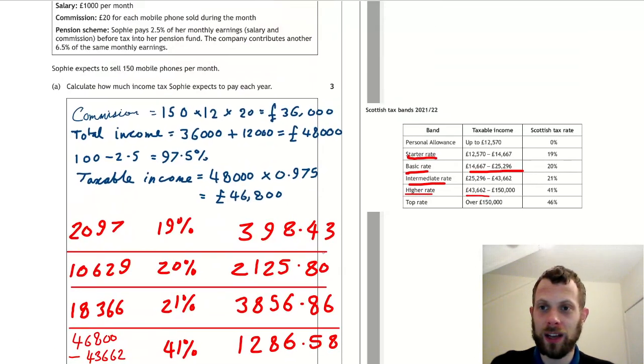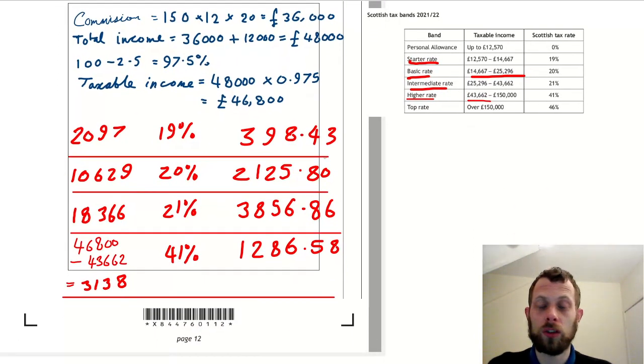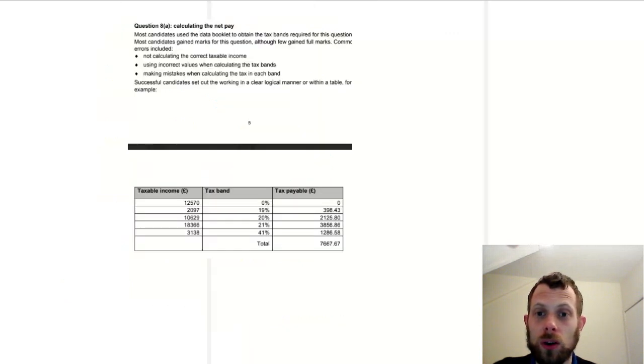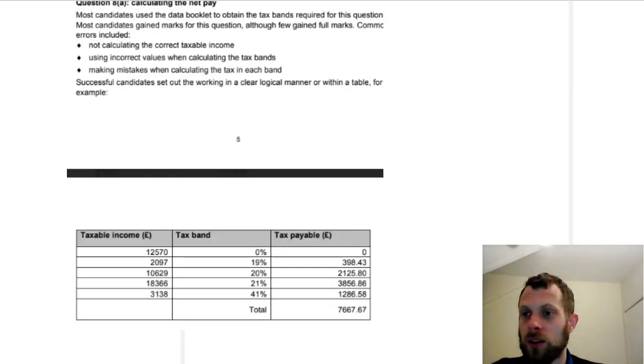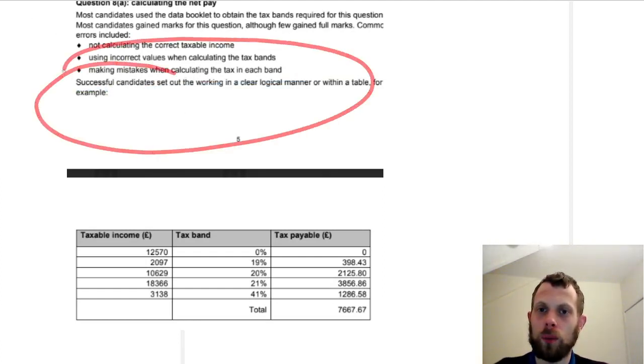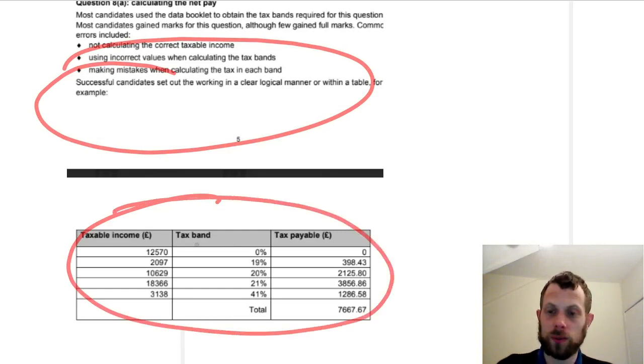Let's check what the question is asking. We just need the income tax. So the total income tax, we will add up these four numbers. So £7,667.67. Now this is apparently a good way to lay it out. In the SQA course report for 2022, you can see that they said successful candidates set out the working in a clear, logical manner or within a table, for example. And you can see that's similar to how we just did it.